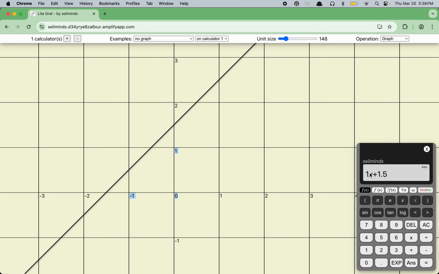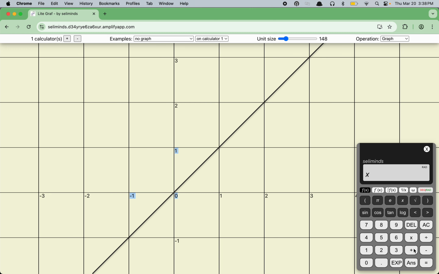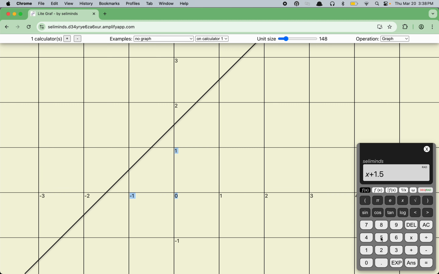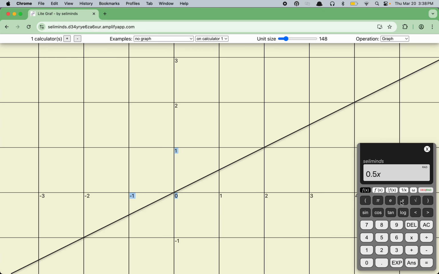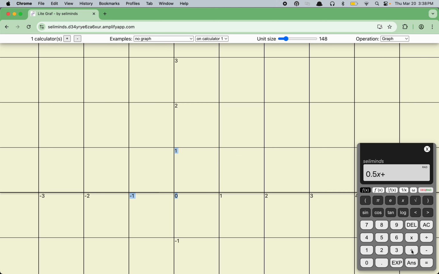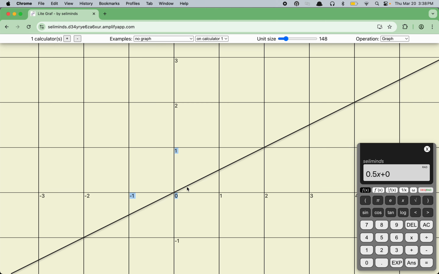Now, of course, you can just remove the 1. You can just say x plus 1.5. And it's the same. Now, how about a slope of 1/2? So you can just say 0.5x plus 0. So here, the slope is 1/2. So it's a slope which is not very steep. And we intercepted it at the point of origin, which is here at 0.